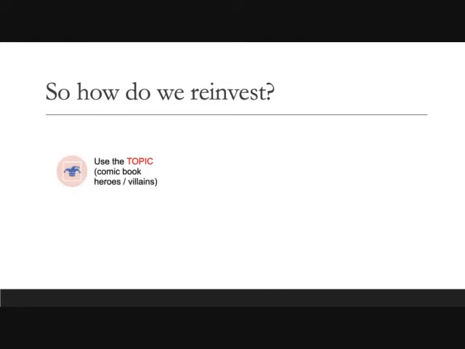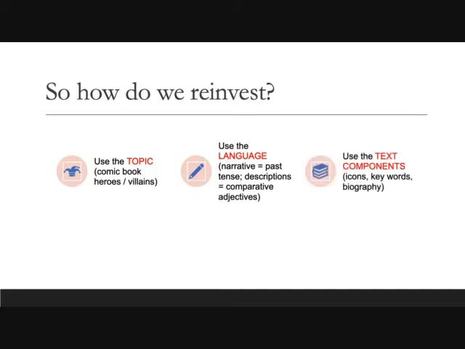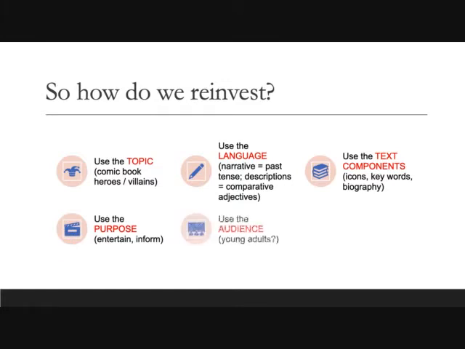We've got lots of options. First of all, we could use the topic. So we could ask the students to do something on their own about comic book heroes and villains. We could ask them to use the language, so looking at narrative, past tense, right? We just looked at descriptions and comparative adjectives. We could ask them to use the text components, so how could they reuse what they've learned about icons, keywords, biographies? We could also ask them to entertain or inform, the same purpose.